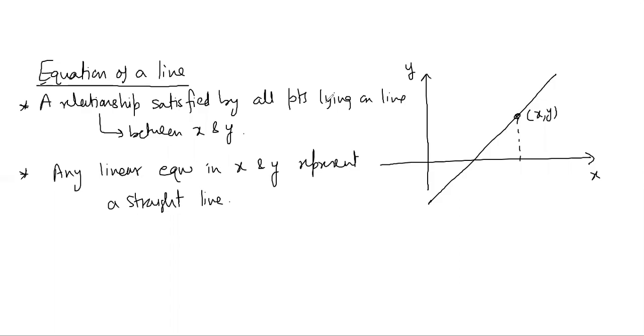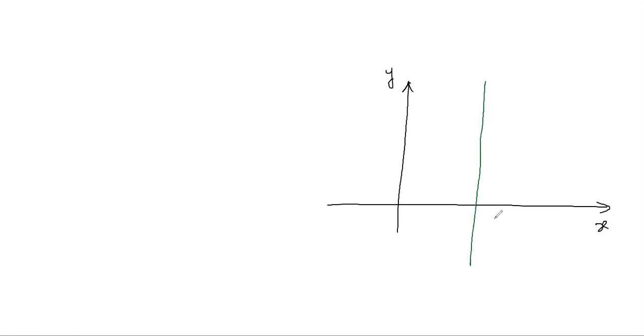Now, suppose a line is parallel to the y-axis. So what is the equation of this line? This is a line parallel to the y-axis, and it is cutting the x-axis at a point A. So the equation of this line is x is equal to A, because any point lying on this line will satisfy this equation, x is equal to A.